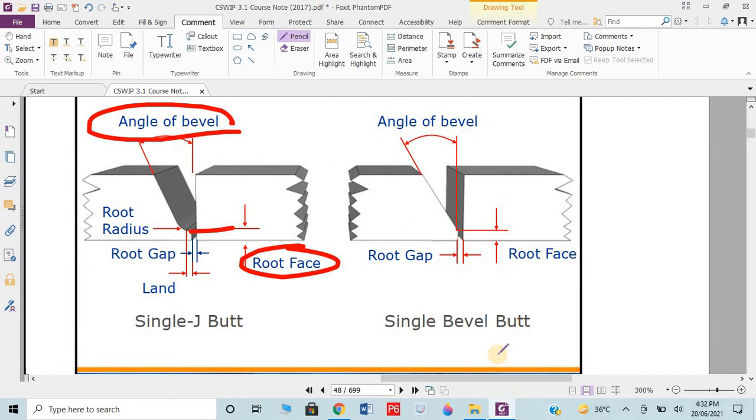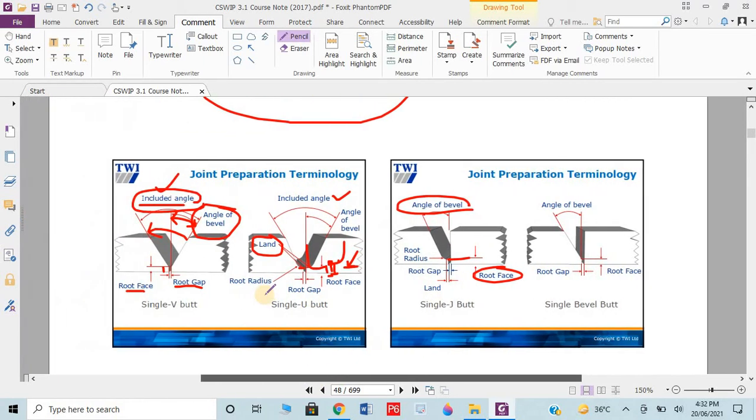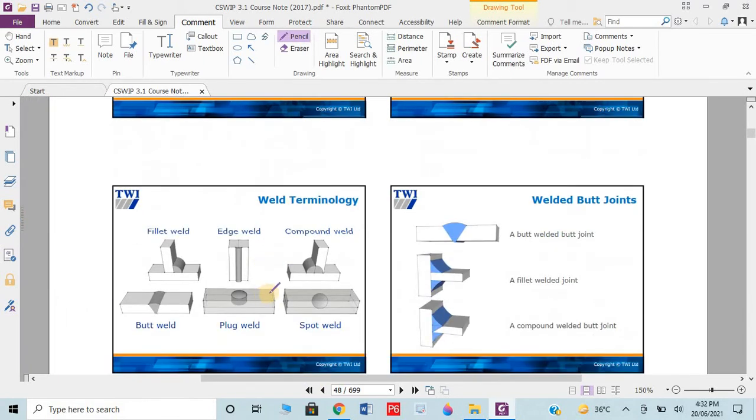Okay, I believe this is an interesting lecture for you. Same as for the single bevel butt weld. This was the J weld and that was the butt weld.